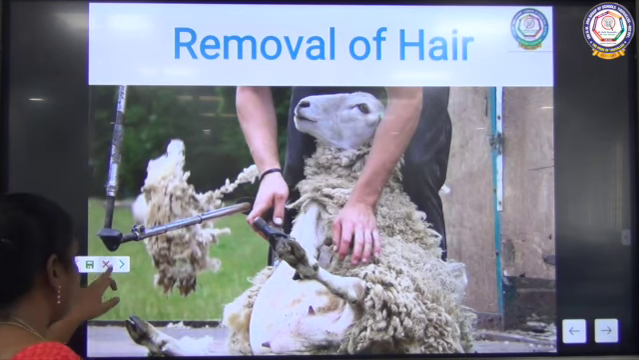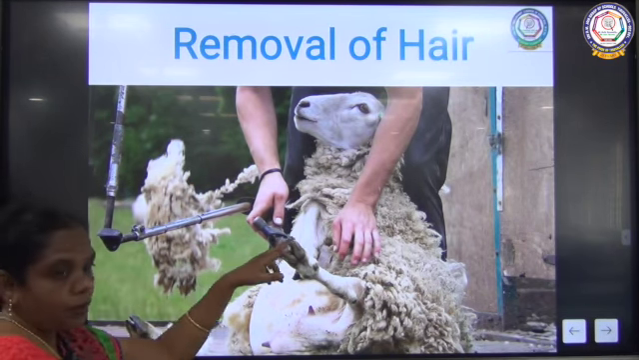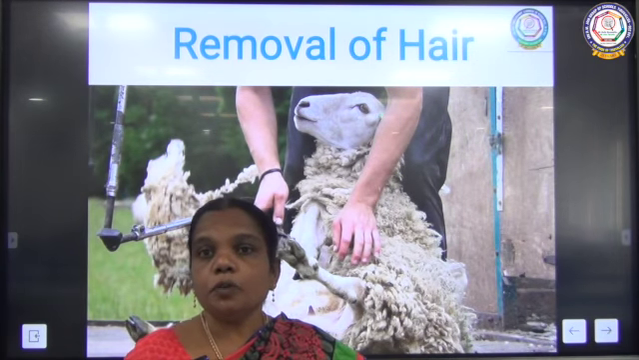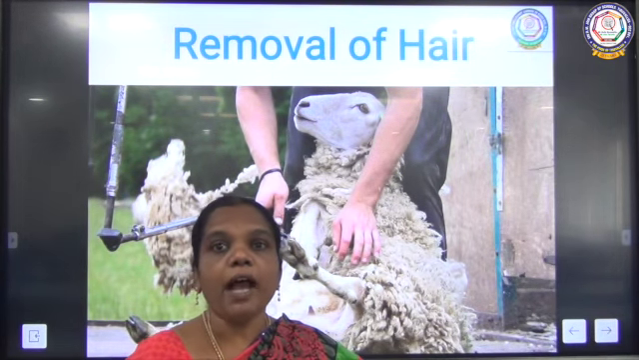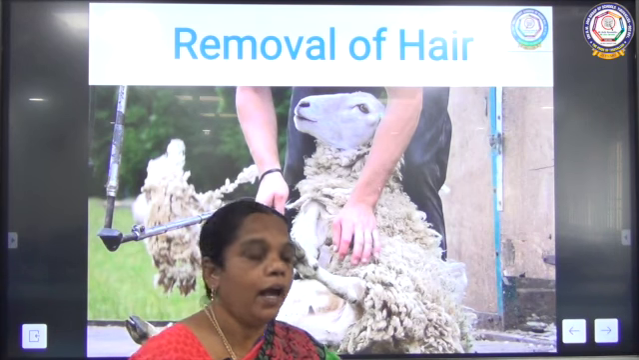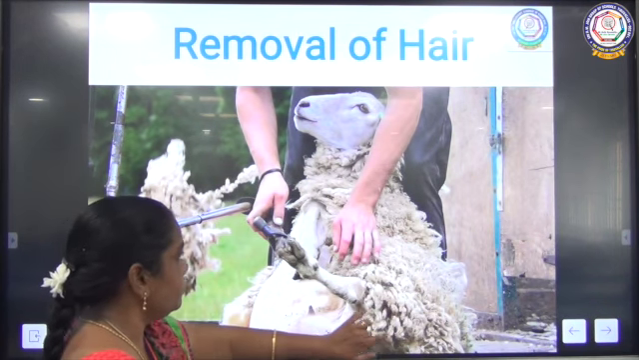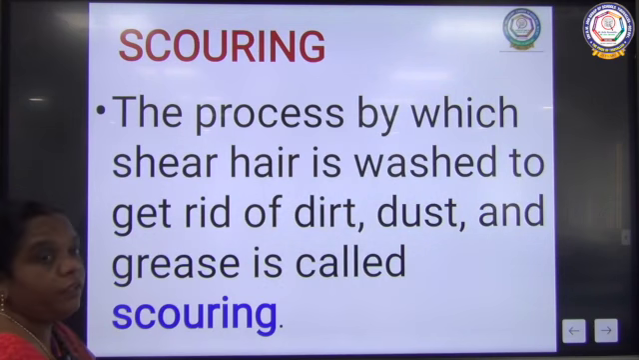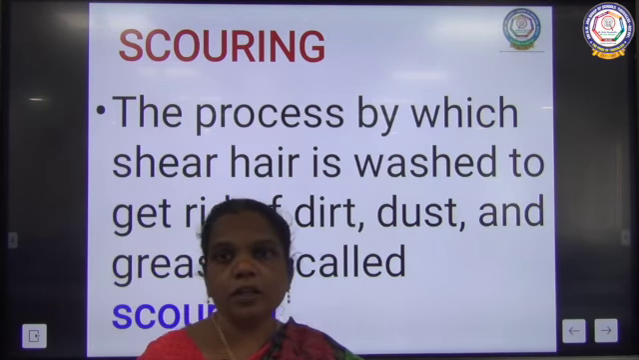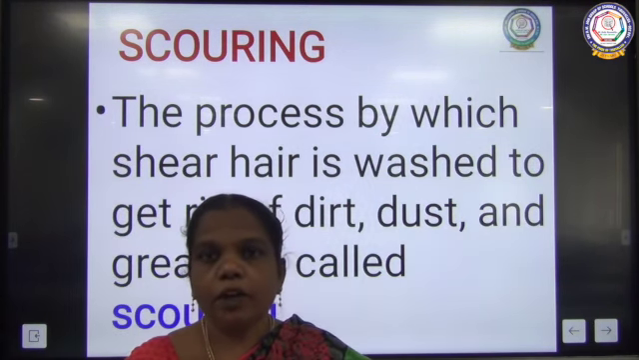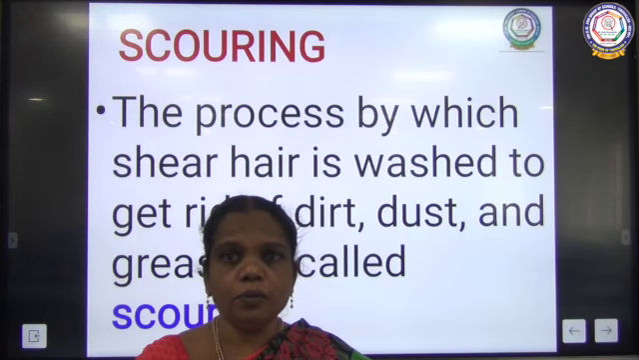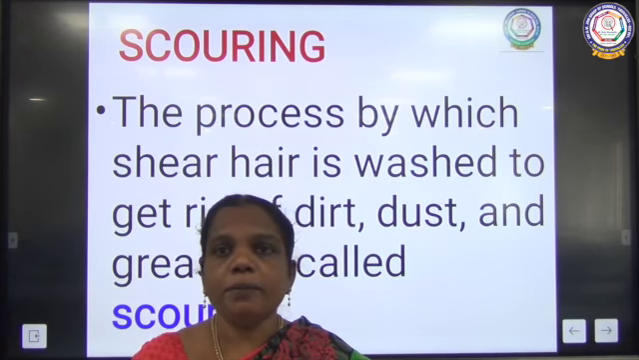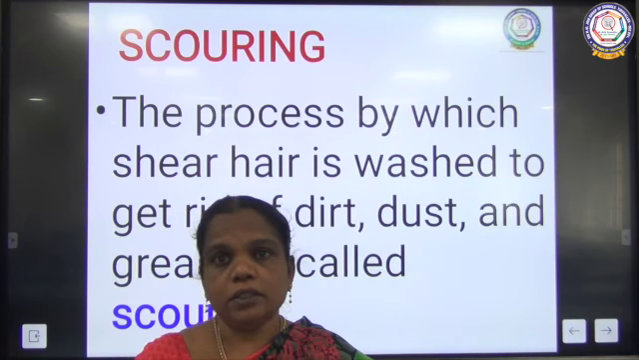And the next process after this is called what? Shearing means superficial removal of hair or fur of an animal. And the next process is called scouring. From shearing, we remove the fur from the animal. That fur may have dirt.